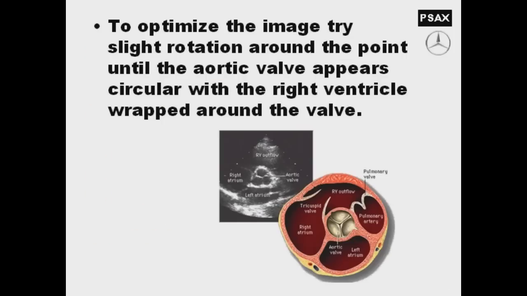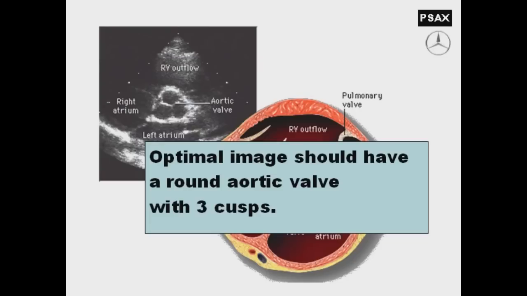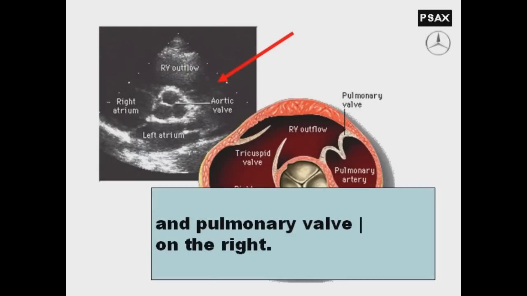Rotate and rock the transducer until the aortic valve appears round and in the center of the image. Left atrium, interatrial septum, right atrium, the tricuspid valve, the right ventricle, and the pulmonary and aortic valves are the cardiac structures that are easy to observe in this view. Optimal image should have a round aortic valve with 3 cusps. The tricuspid valve should be visible on the left side of the image, and the pulmonary valve on the right.